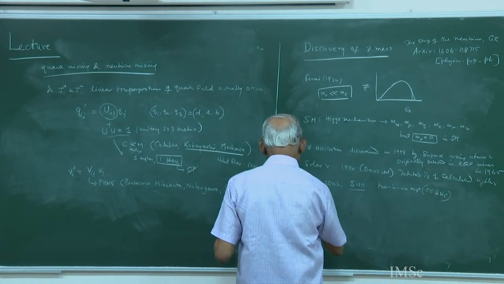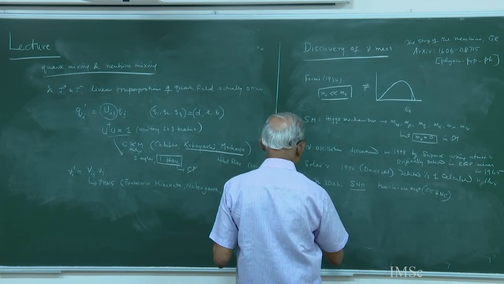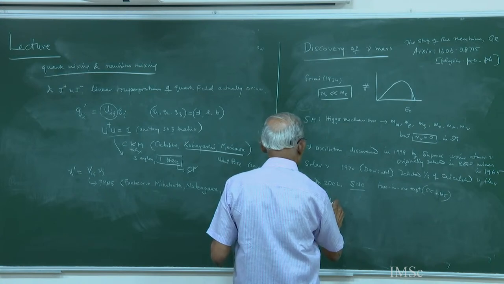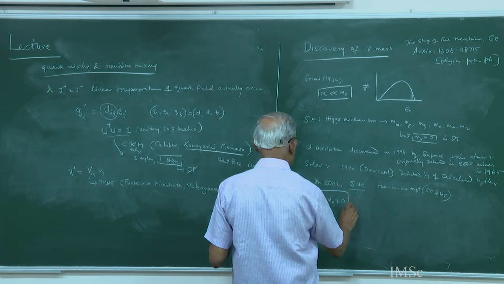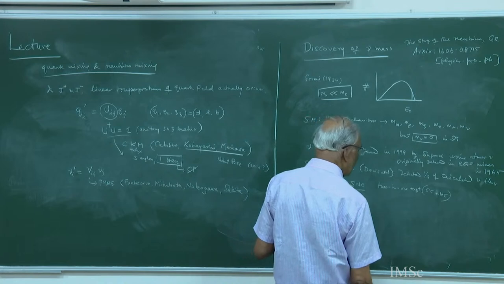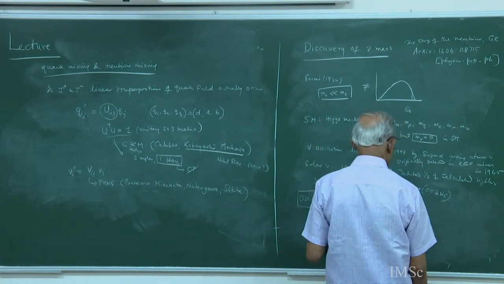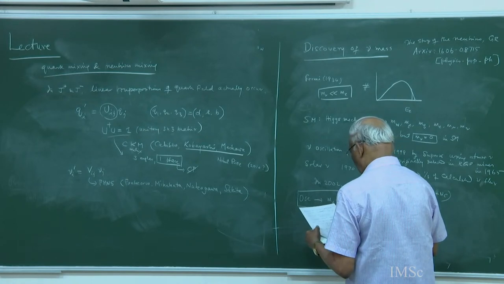And from oscillations, one can show that the neutrinos will oscillate only if the neutrinos are massive. So that is the important discovery. But actually, oscillations don't determine the masses. It determines only the difference in the squares of the masses. And the results I will summarize here.